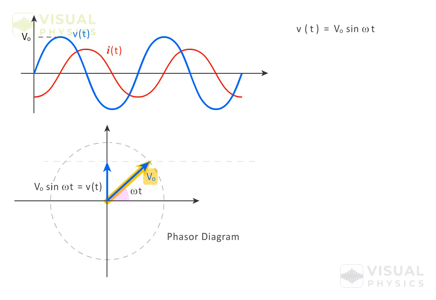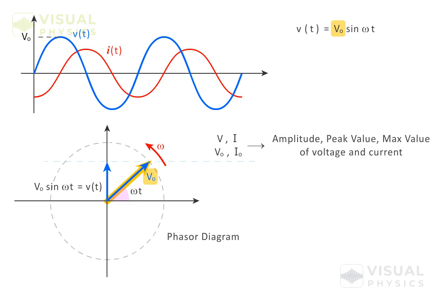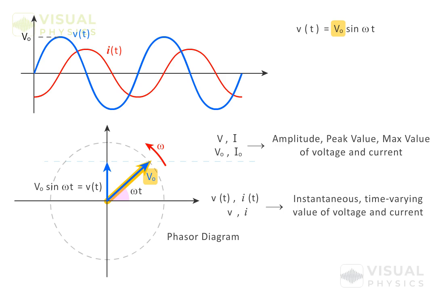Here the length of this vector is equal to the amplitude of voltage, and it rotates about the origin with constant angular velocity equal to omega. For this course, we will use the convention of using capital letters to represent the amplitude, or the peak values, or the maximum value of the sinusoidally varying quantities, and we will use small letters to represent their instantaneous or time-varying values. Projection of this vector on the vertical axis gives the instantaneous value of voltage. That is, it gives the equation of time-varying voltage.